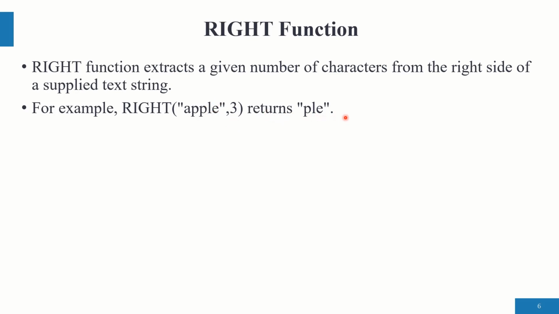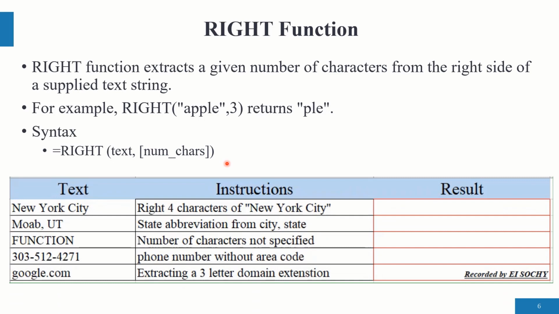So take a look at the example. You type RIGHT, text, and number of characters, the same as before. This is an instruction: write 4 characters of New York City. They want to see 4 characters from the right. So 1, 2, 3, 4. It means this word City. So how do we do this?